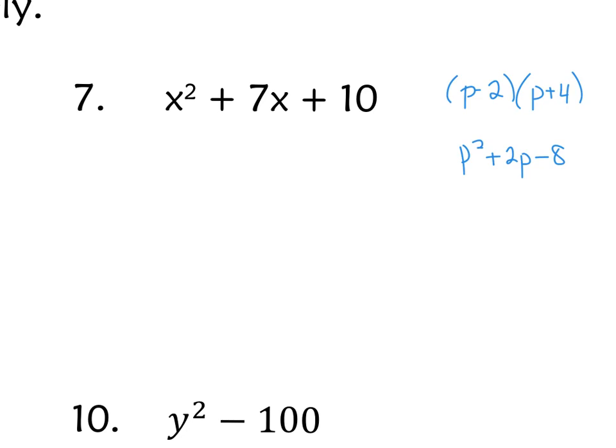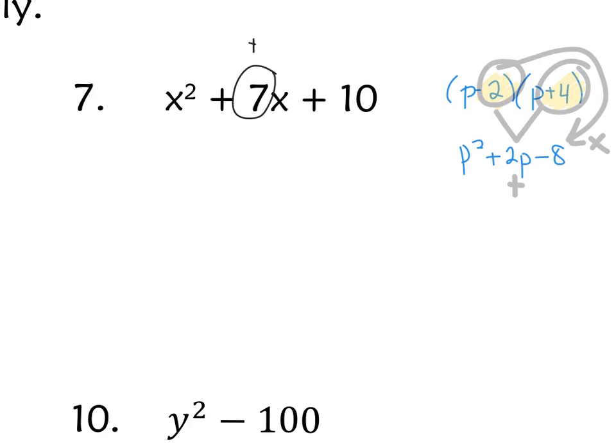What I want you to look at is the pattern. Here we had a negative 2 and a positive 4. Notice they add up to be the middle number. When you multiply them, they multiply to be that last number. So what we're doing when we're factoring a trinomial is looking for two numbers that add up to be the middle number and multiply to be the last number.